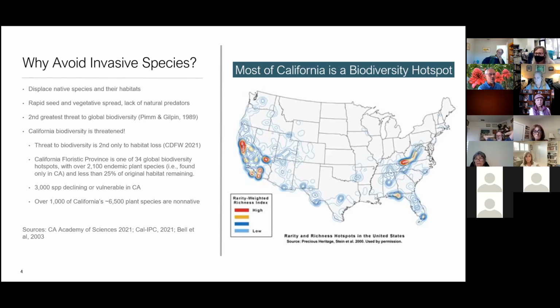In California, over 3,000 plant and wildlife species are declining or vulnerable, and invasive plant species have a lot to do with that. They're not the only reason for the decline. There's climate change, habitat loss, other factors, but they're the second most substantial reason for that decline.